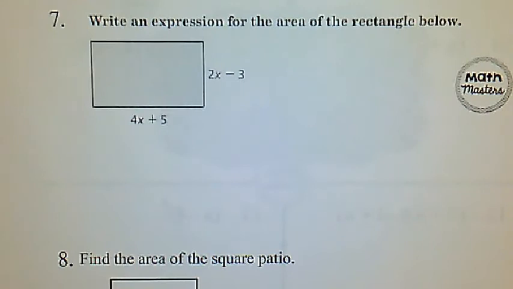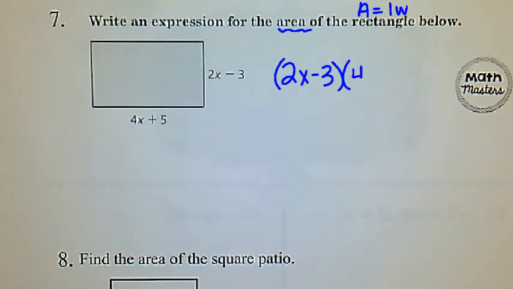Alright, so now what we're going to do is find the area. So remember, areas of rectangles or squares are basically just length times width. So all they're asking us to do is multiply. So we have the length is 2x minus 3, the width is 4x plus 5.